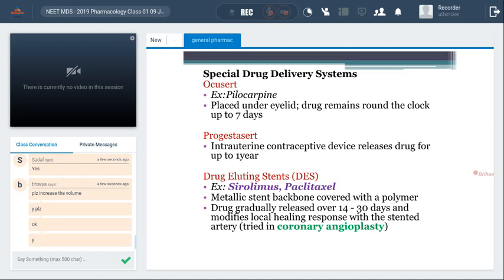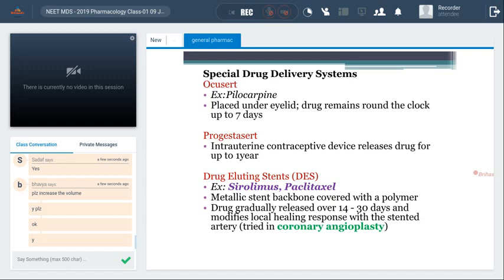Okay, coming to the last part of this drug delivery system or routes of drug administration. Till now we saw IM, IV, oral, topical, etc. Now we have some special drug delivery systems. Okay, special forms of drug delivery. Like for example, a transdermal patch, similar or little higher versions of that. We have something called OcuCert. Cert is an insert. Ocu is eye. It's an insert which is put in the eye. For example, pilocarpine. We have pilocarpine OcuCert.